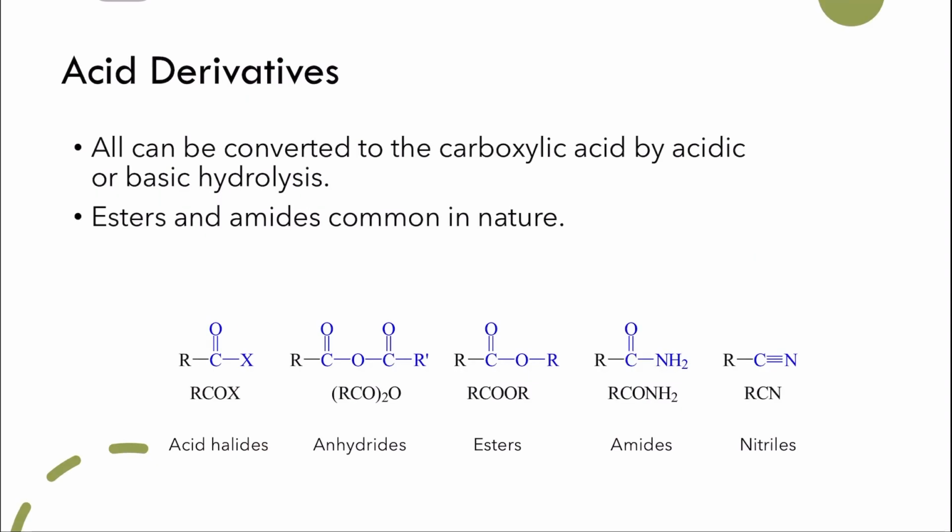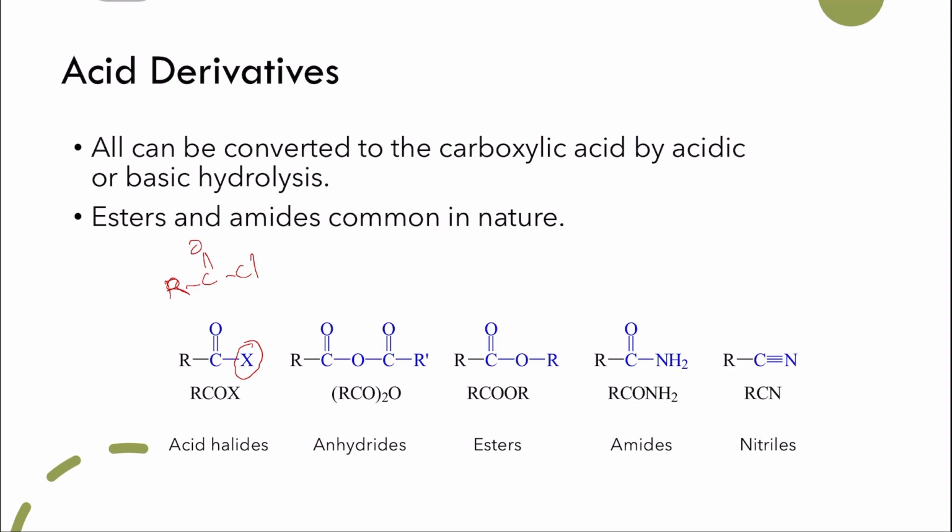So what about the acid derivatives? The acid derivatives come when we replace the OH in the carboxylic group with a different group. If we replace the OH with a halide, we end up with acid halides. For example, acid chloride, like RC double bond OCl. So these are called acid chlorides.